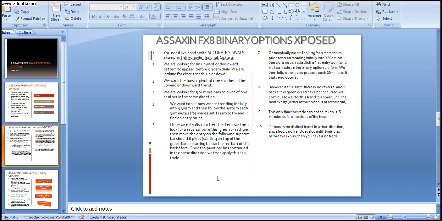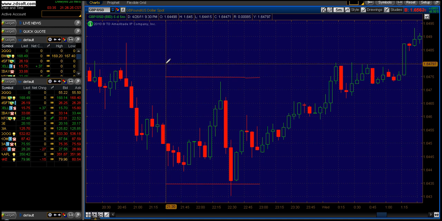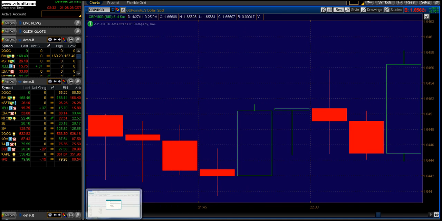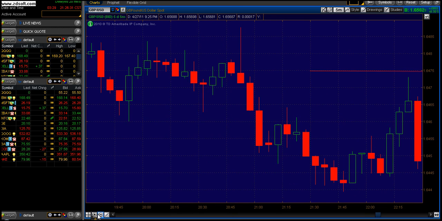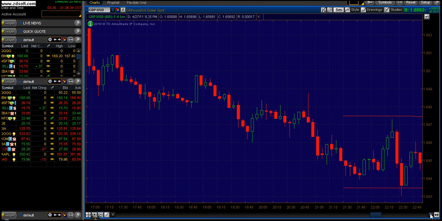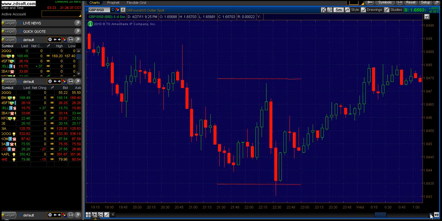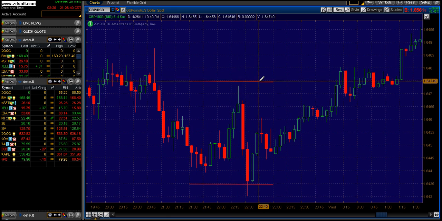So conceptually, we are looking for momentum price reversal heading into 9:30. So therefore, we can establish a first entry point and make a trade on the binary option platform. We then follow the same process each 30 minutes if that trend occurs. So we're trying to find that trend anytime between 9:30 and 11 a.m. We are trying between this period here to find that type of momentum. So in this case here, we have the British pound against the US dollar.